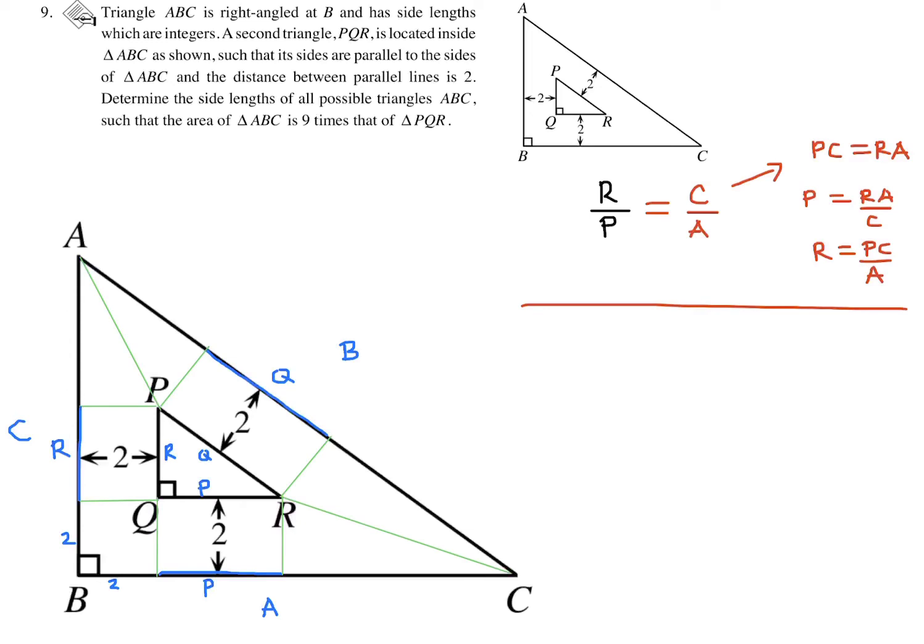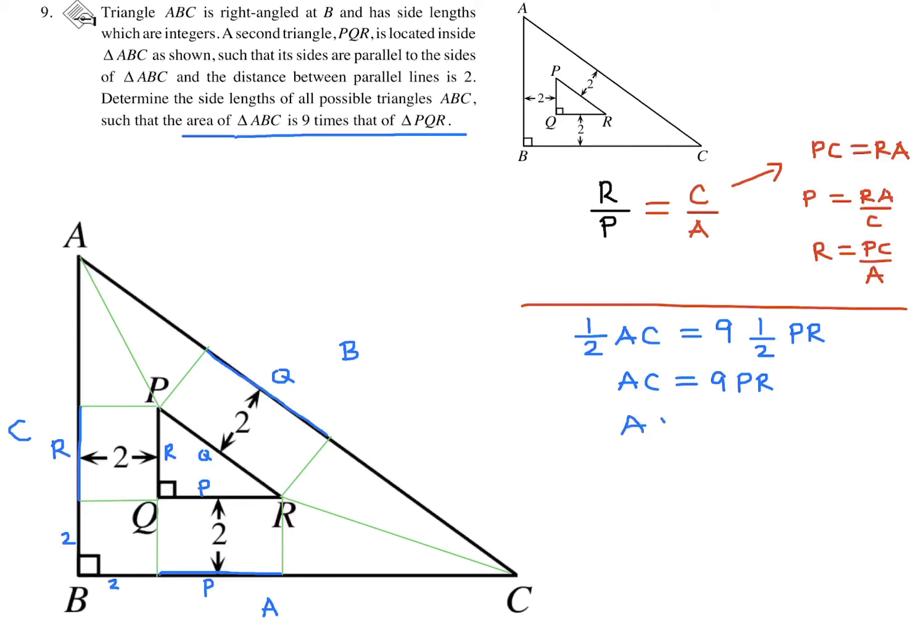Now let's look at what they give us in the heart of the question, that the area of ABC is 9 times PQR. So area of ABC would be 1/2 base times height, which is base is A, and the height is C. So 1/2 A times C. And that is equal to 9 times the area of PQR, which is 1/2 base times height. The base is P, and the height is R. So P, R, like this. The halves cancel, so all you're left with is AC is equal to 9PR, like that.